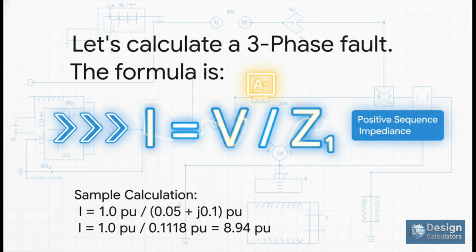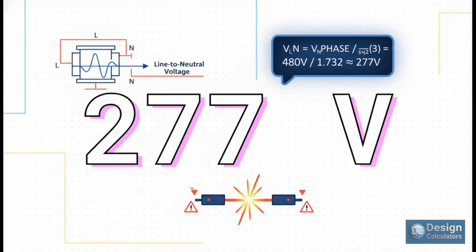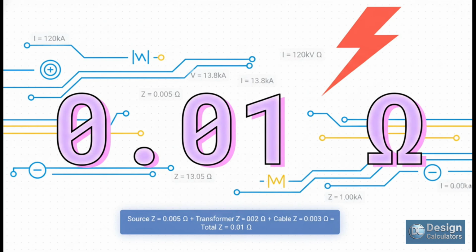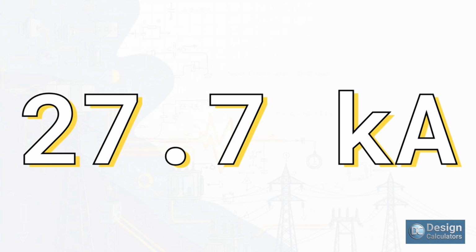Okay, want to calculate one? The formula itself is actually pretty simple once you have the numbers. First up, we need our system voltage. We'll use 480 volts for this. Then, we need the total impedance of the system, all the way to the fault. And boom! That gives us a massive symmetrical fault current. That is a huge number.